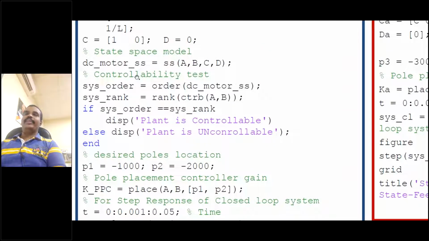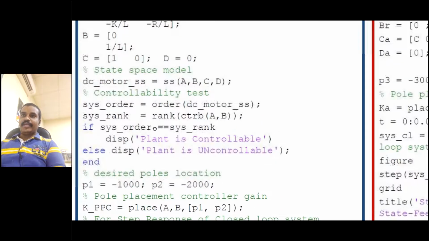For doing the controllability test, first of all, you should know the order of the system. From this particular model, we know the order of the system is 2. But if the order is not known, if it is 10,000, you don't want to calculate it manually. So the simple command, order of DC motor SS, the state space DC motor model, will give you the order. It is 2 for our particular equation.